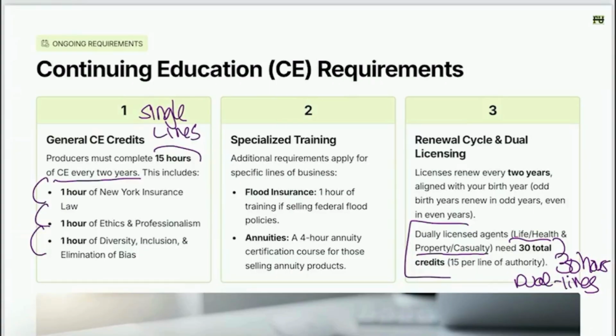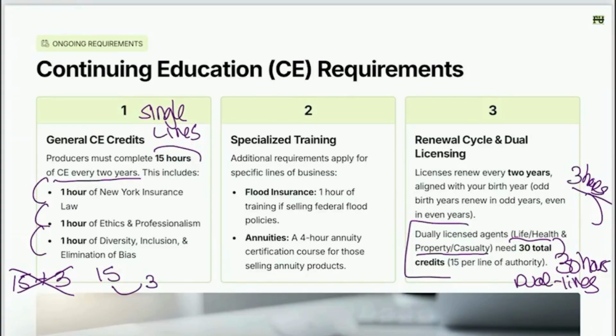And if it's the 30 hours, the dual lines, it's only the 3 hours. You don't need to take these twice. One of them is in law, one of them is in ethics, and one is in diversity. Now, when you sign up for a continuing education course, they usually have it all bundled so that you can meet the requirements of exactly what you need. Again, we partner with WebCE, so you can check out our course on our website when you need those.